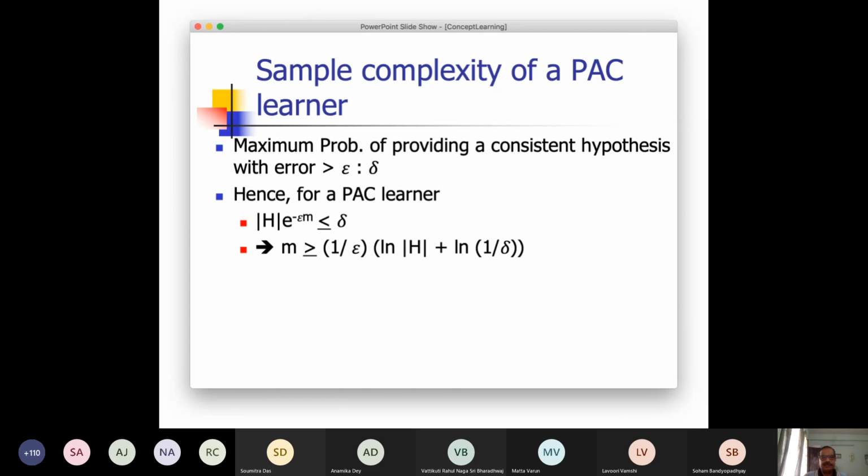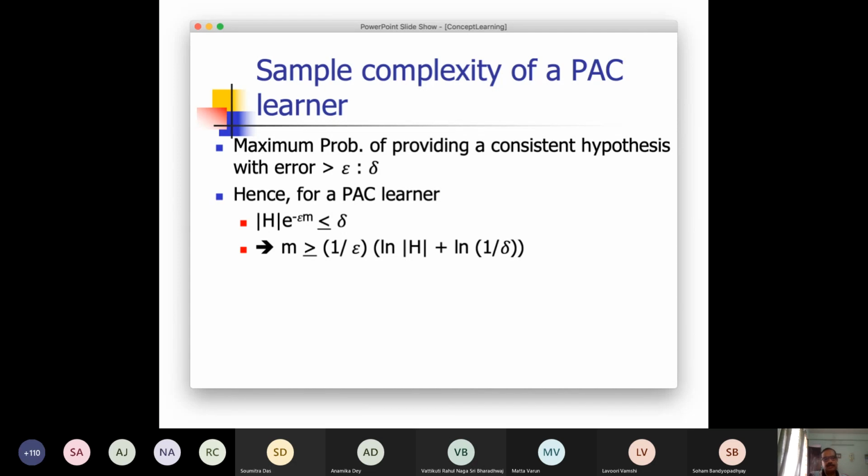If you apply the logarithmic operation and do the equation adjustment, because of the negative sign, if you remove it, then the less than will become the greater than sign. Okay, so I hope you understand that part. Then you will find that m should be greater than or equal to this. So this is an indication of how many training samples a PAC learner needs. This is the relationship with respect to delta, epsilon, and H.